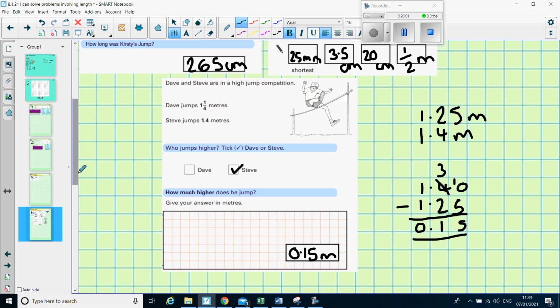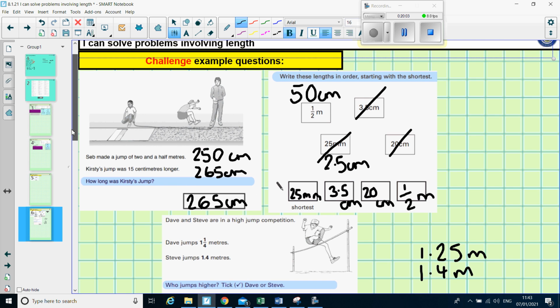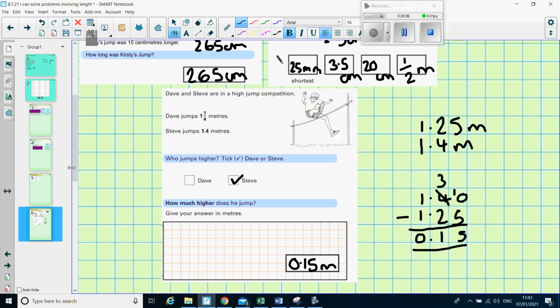Okay. If I've lost you on those tricky questions towards the end there, don't worry too much, because those are the challenge questions for today. Okay. So if you log into maths.co.uk, have a go at the main lot of questions, but if you do want to challenge yourself, have a go at the second lot of questions as well for me.